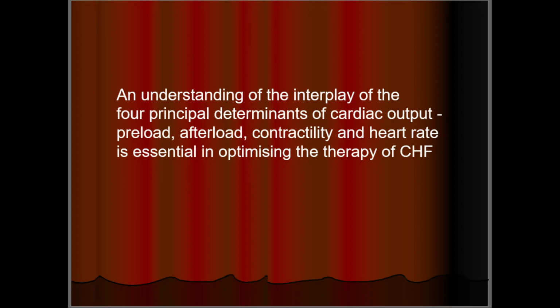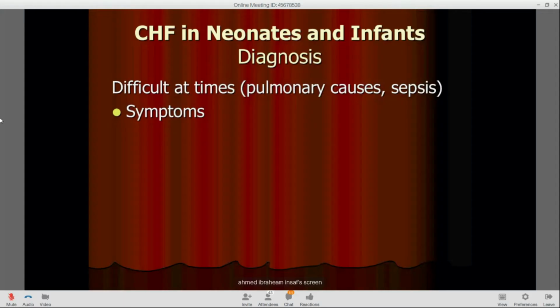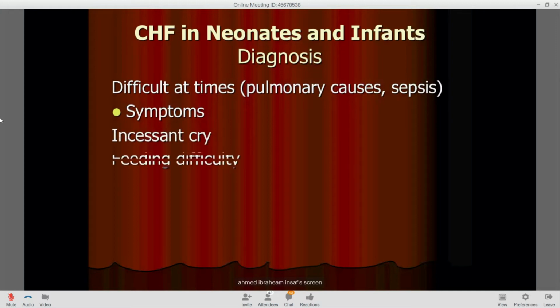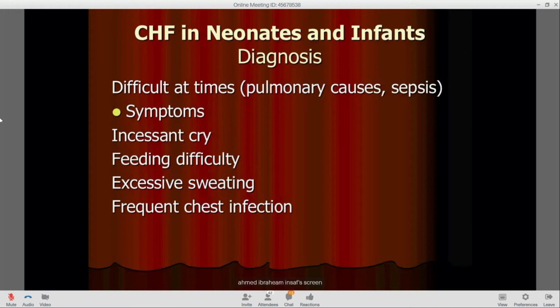Differential diagnosis is sometimes difficult because it may present similar to a child with pneumonia, bronchitis, or septicemia. So keep in mind that in a child presenting with sepsis, pneumonia, or severe respiratory symptoms, this may be heart failure. Excessive sweating, poor feeding, poor weight gain, and recurrent chest infection can be symptoms of heart failure.